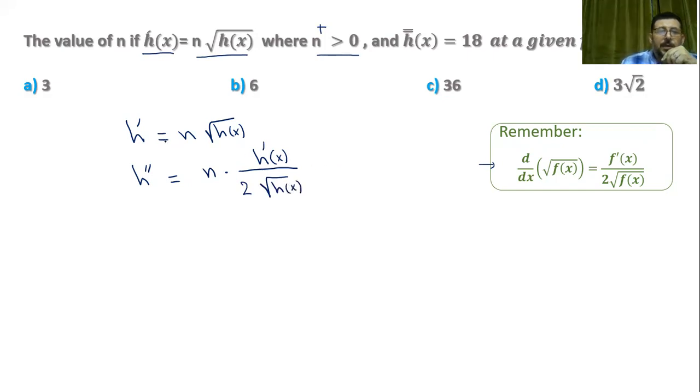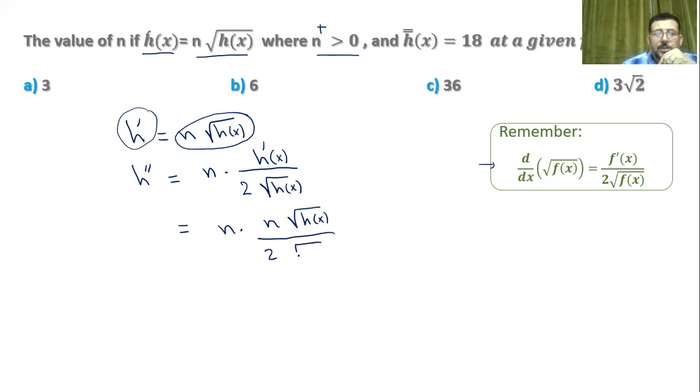What about h prime? H prime equals n times the square root of h. So we replace h prime by n square root of h of x over 2 times the square root of h of x. Now we can cancel the square root of h with the square root of h. The final result is n times n squared over 2.